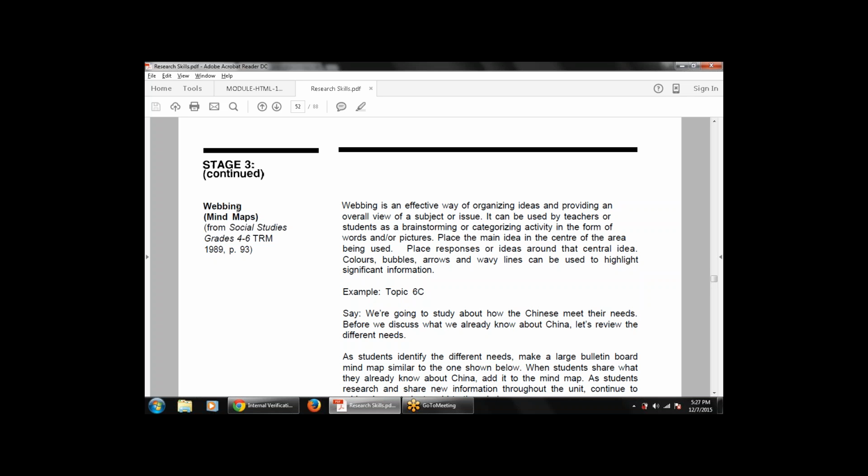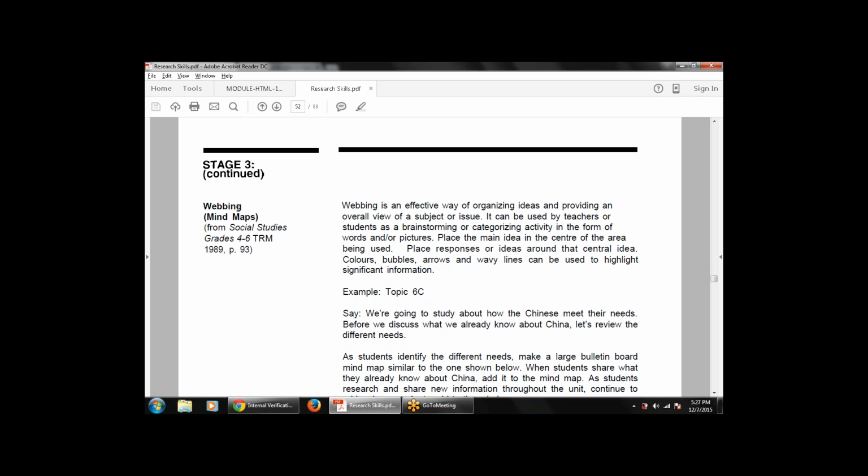It can be used by teachers or students for brainstorming. This is also brainstorming content or categorizing the activity in the form of words or pictures. So if I want to represent the activity in the form of words or pictures, that can be represented by using brainstorming.